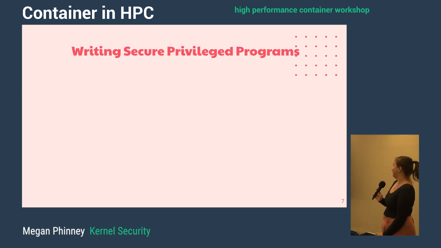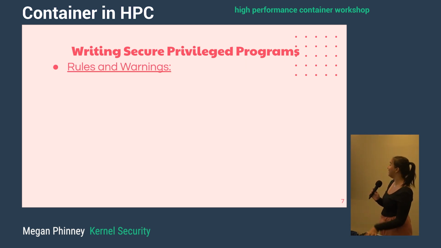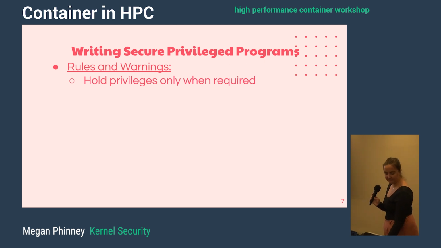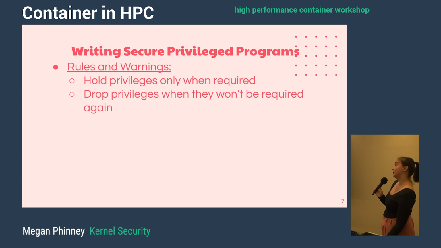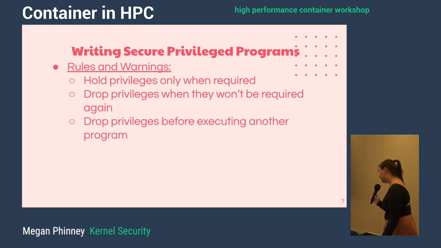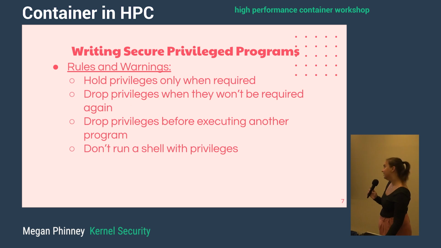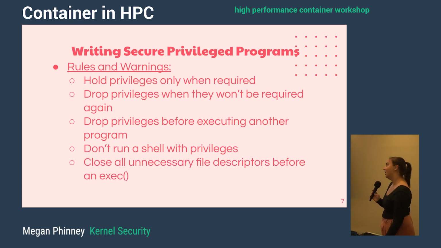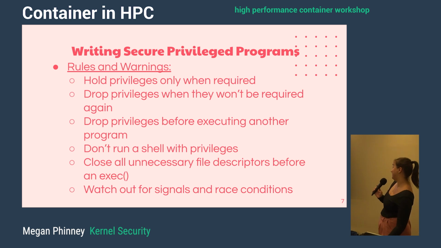Writing secure privileged programs is terrible, to be very honest, but just to remind you how awful it is, here are some of the rules and warnings you have to follow when writing secure privileged programs. You need to hold privileges only when required, drop privileges when they won't be required again, drop privileges before executing another program, don't run a shell with privilege, close all unnecessary file descriptors before an exec, watch out for signals and race conditions, and so much more.